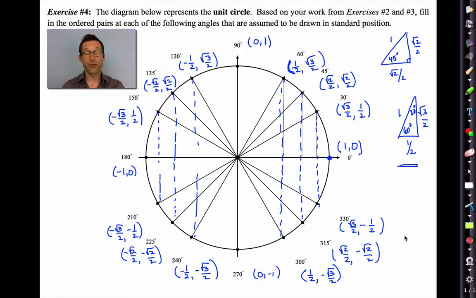Now, a driving question that should be in every student's head right now is, why in the world are we doing this? Why are we doing this? Now, that's a little bit tricky.